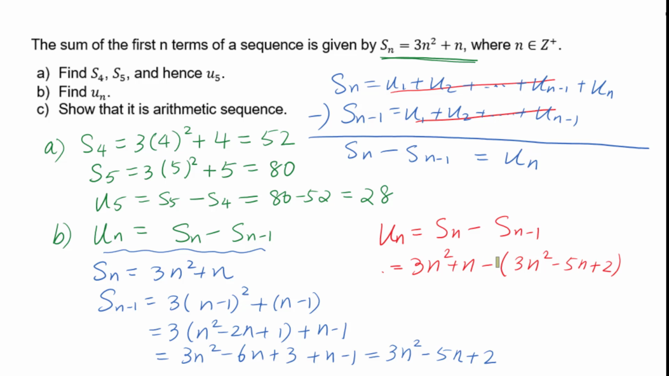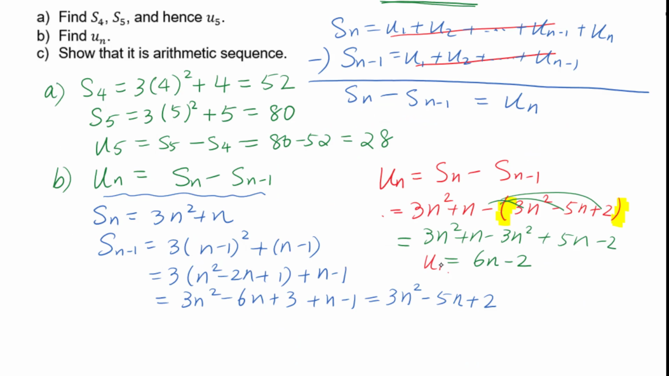Don't forget here is a parenthesis. So you can do the distributive property here. 3n squared plus n minus 3n squared plus 5n minus 2 equals 6n minus 2. U sub n equals 6n minus 2.